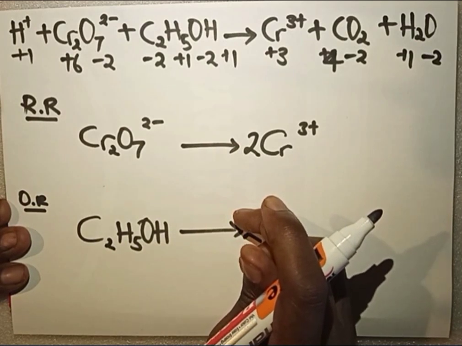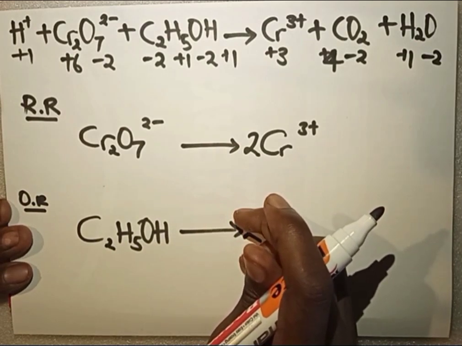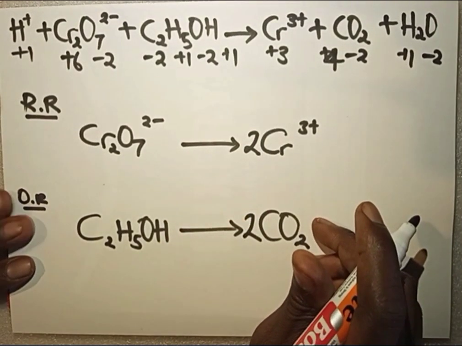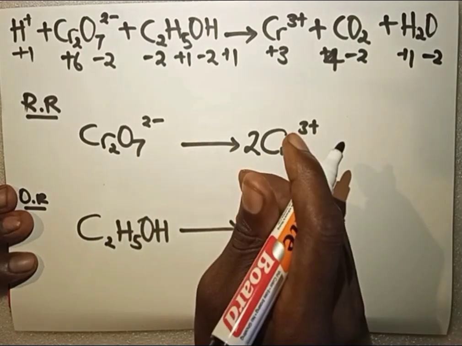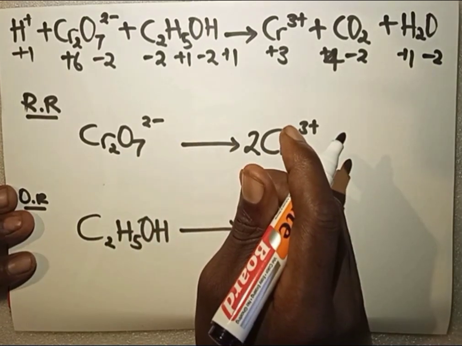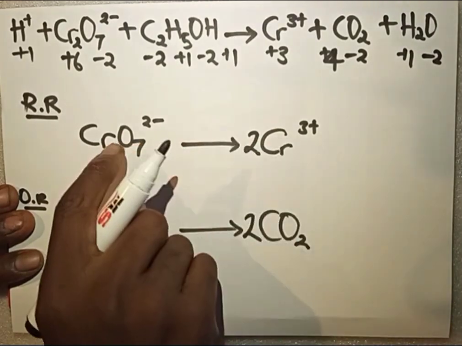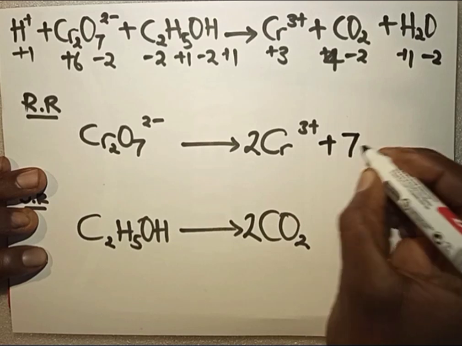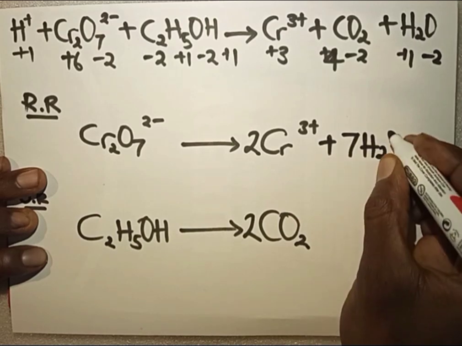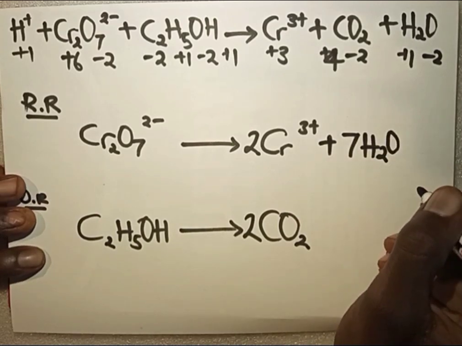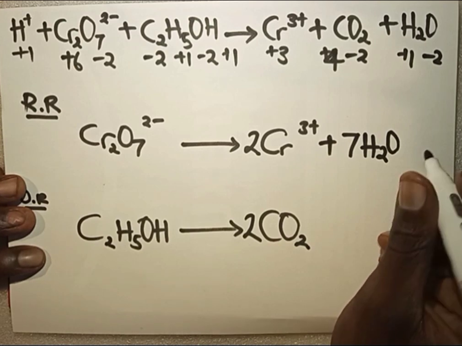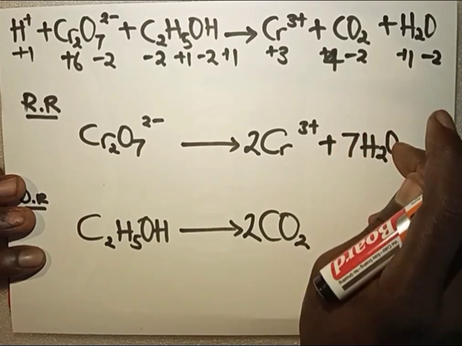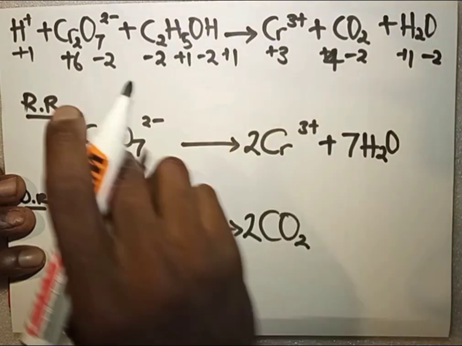Balance oxygen using water. So what are we going to do? Where there's no oxygen, we are going to add the water. In this first equation, there's oxygen here. How many? 7. So we're going to add 7 molecules of water. Meaning, how many oxygen this side? 7. Okay? There are 7. This side, 7.